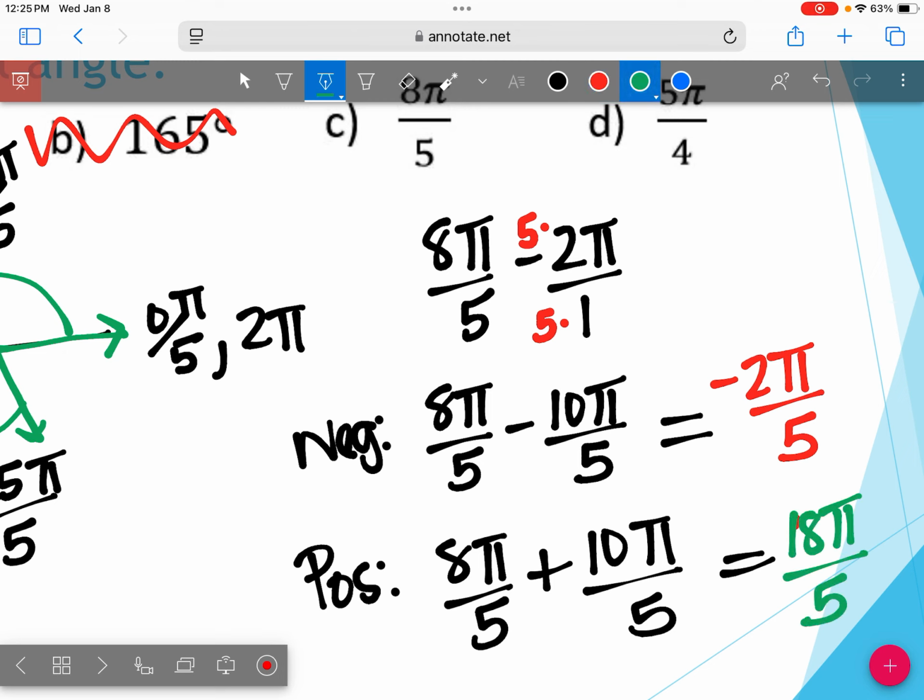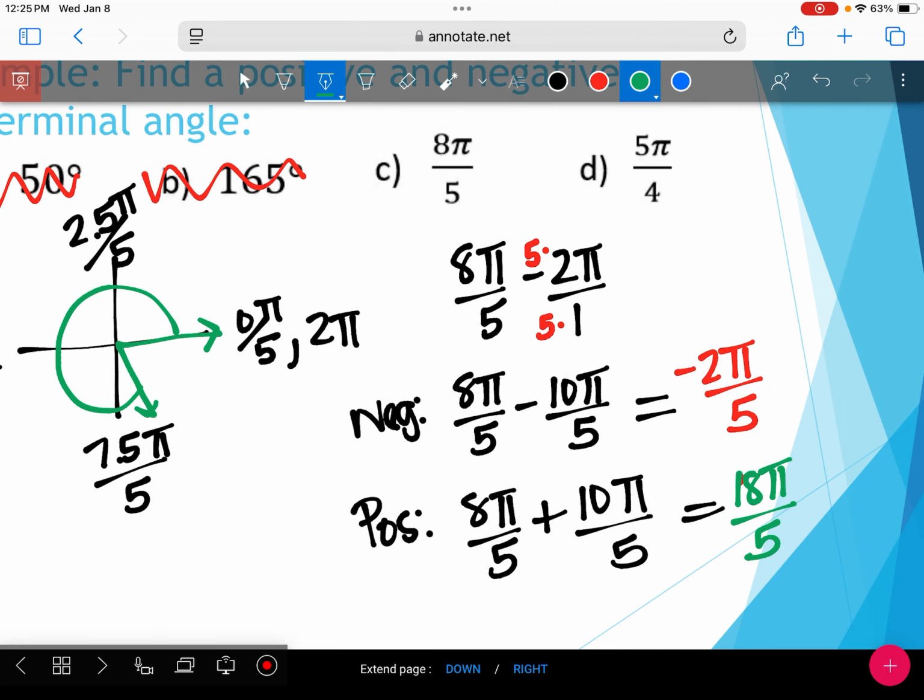All right, last one, copy down D. D is positive 5 pi over 4. You need to graph it and then give me a positive and a negative coterminal angle.